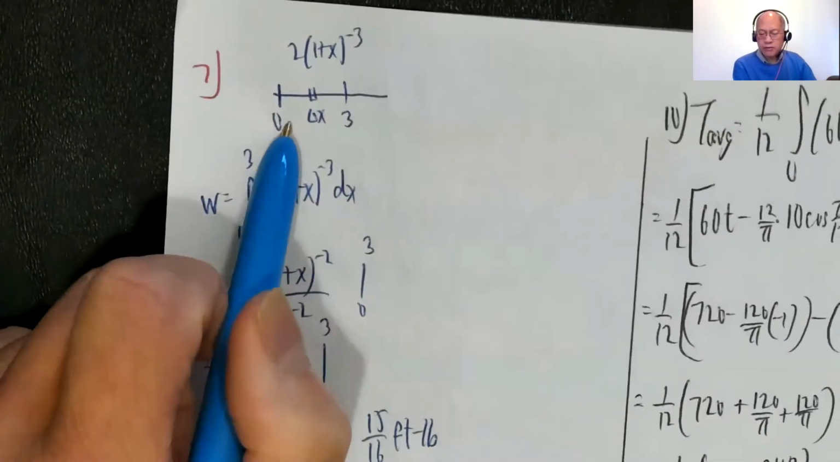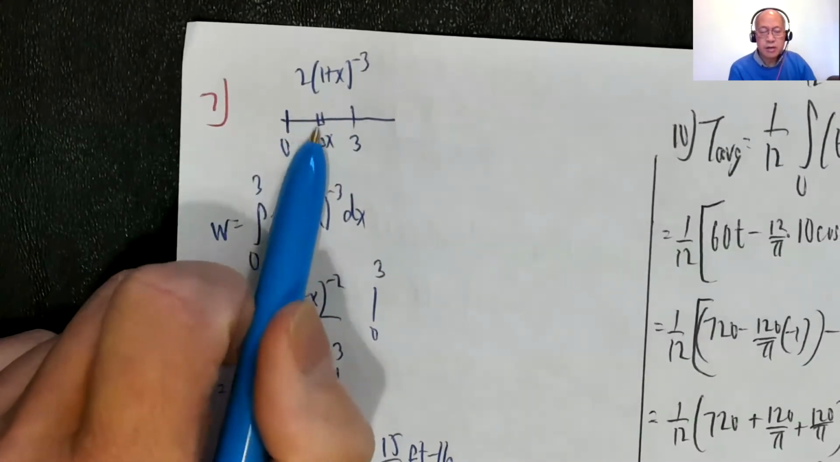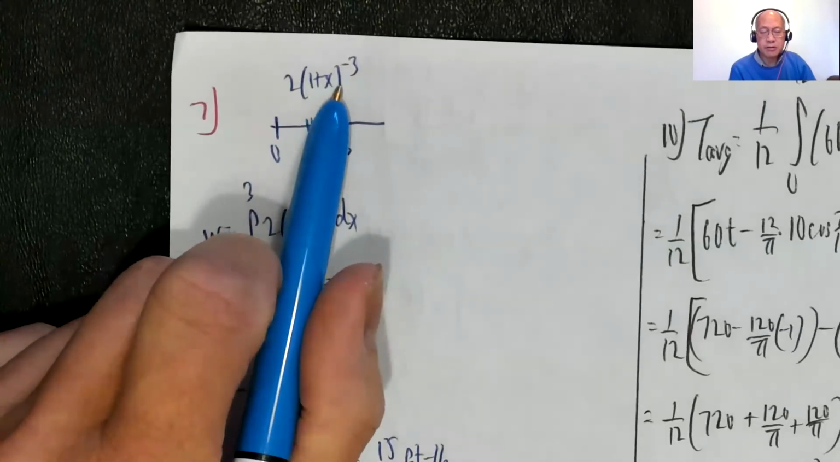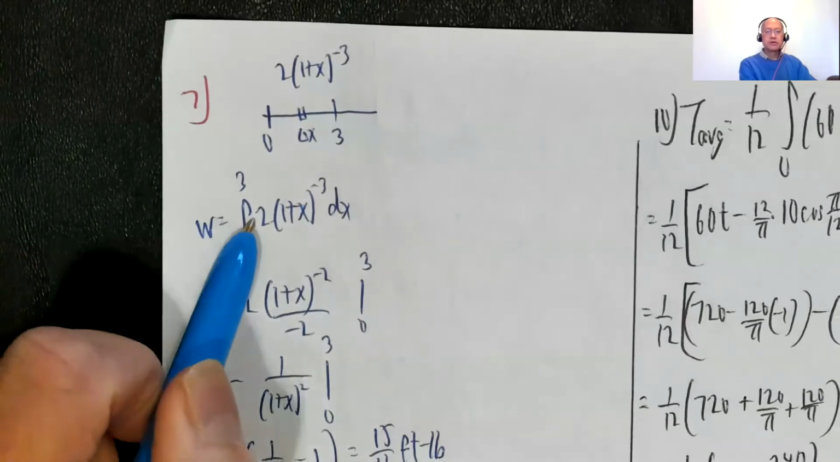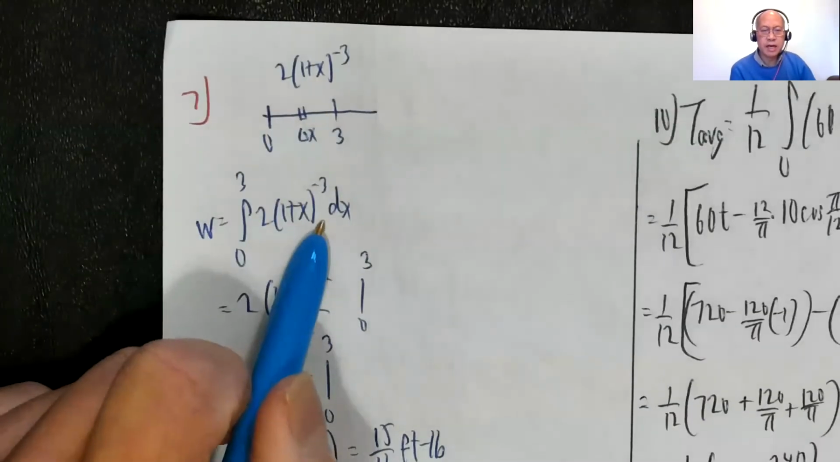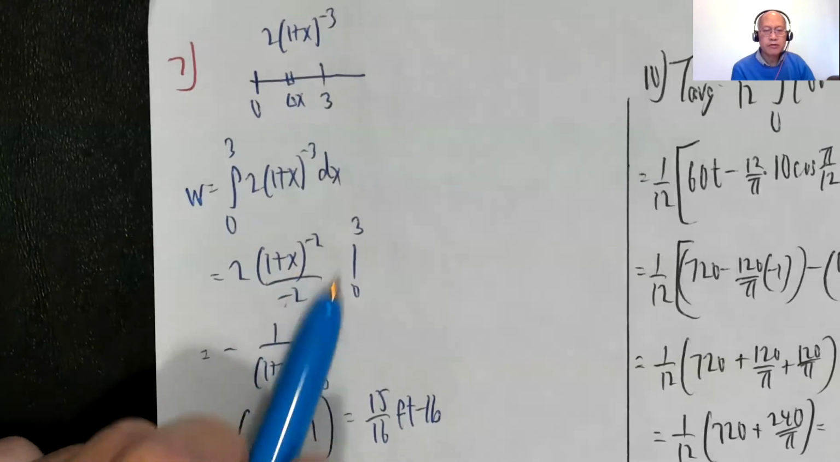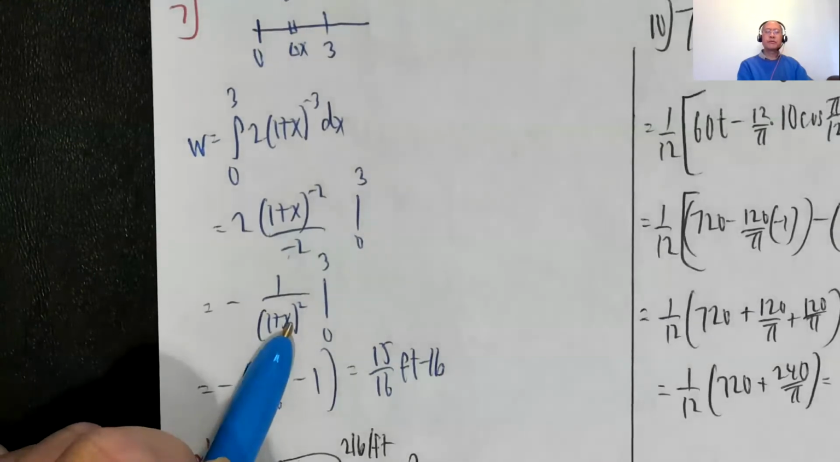Number 7, we're going from 0 to 3. Here's a little slice, delta x. 2 times (1 plus x) to the negative 3. So the work is the integral of the force: 2 times (1 plus x) to the negative 3 dx, which is 2 times (1 plus x) to the negative 2 over negative 2, from 0 to 3. The 2's cancel out.